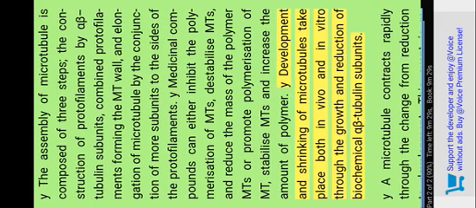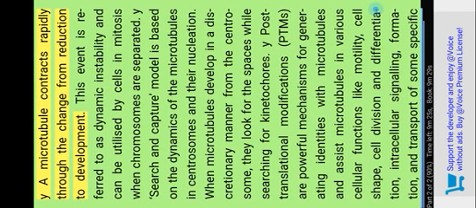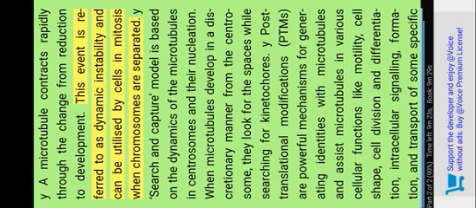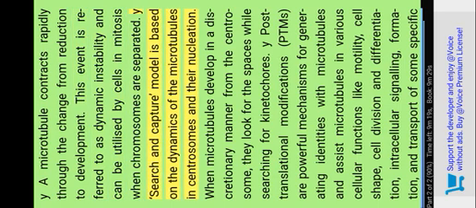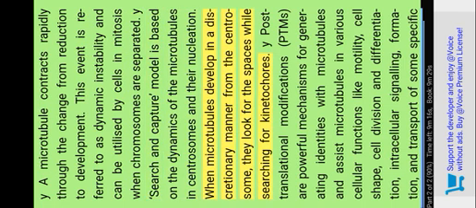Development and shrinking of microtubules take place both in vivo and in vitro through the growth and reduction of biochemical αβ-tubulin subunits. A microtubule contracts rapidly through the change from growth to reduction. This event is referred to as dynamic instability and can be utilized by cells in mitosis when chromosomes are separated. The search and capture model is based on the dynamics of microtubules in centrosomes and their nucleation. When microtubules develop in a random manner from a centrosome, they look for spaces while searching for kinetochores.